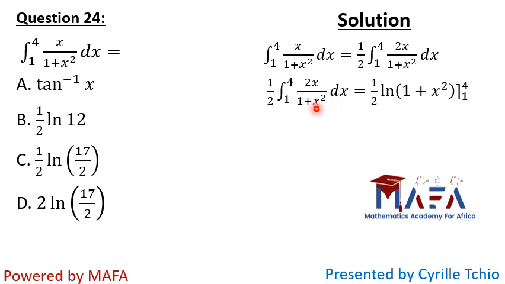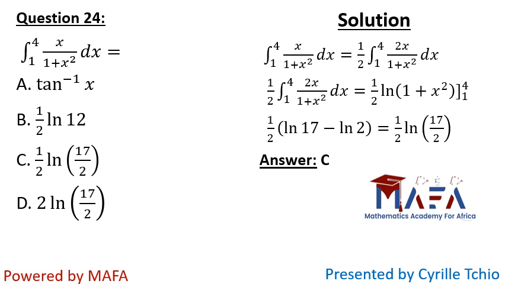If you just look at the denominator, if you differentiate the denominator, you have 2x. So the 2x on the denominator is the same thing as the one on the numerator, so you can integrate this by recognition. Doing that, you are just going to have the half, which is outside, times ln of the denominator from 1 to 4. Then just substitute the values and you are going to get your answer to be C.